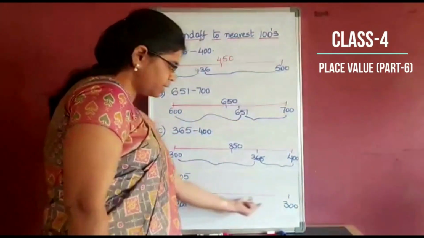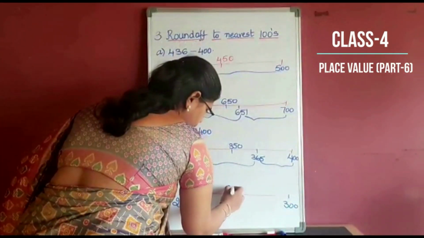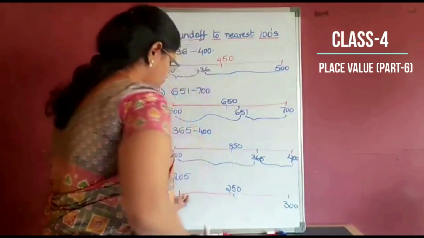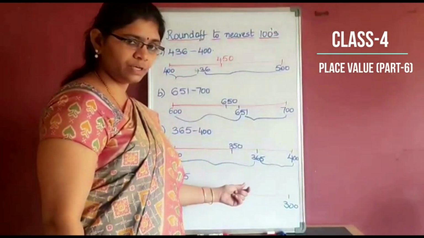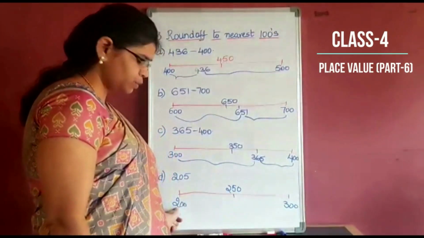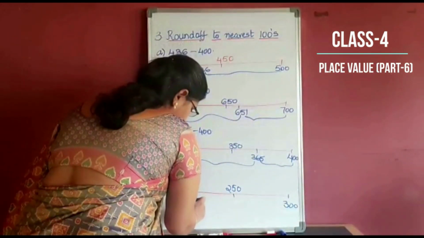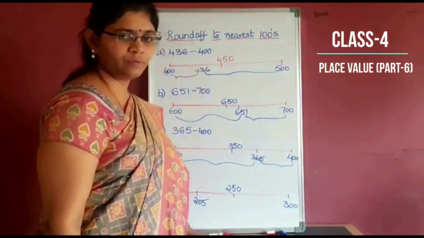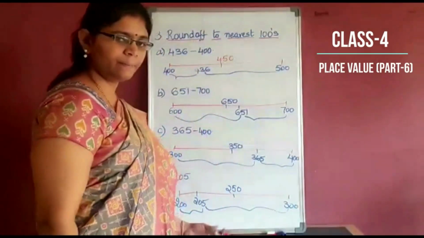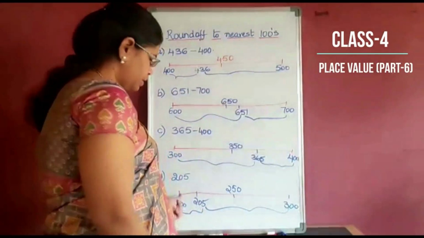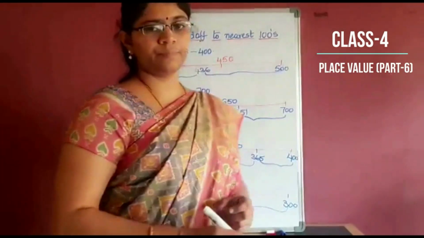205 is in between 200 and 300. The exact middle one for 200 and 300 is 250. Now 205, where do we have this? To the left side or to the right side of 250? Here you have 200, then 201, 202, 203, 204 and then here itself you have 205. Isn't it? Now is this nearing to 200 or is this nearing to 300? It is nearing to 200. So 205 is rounded off to 200.